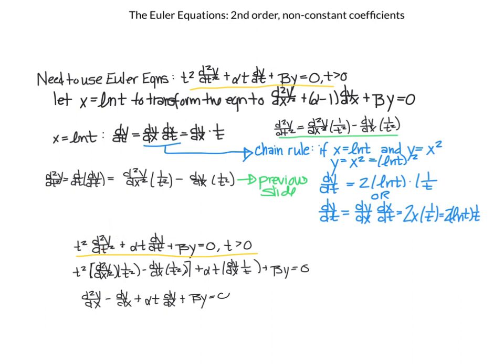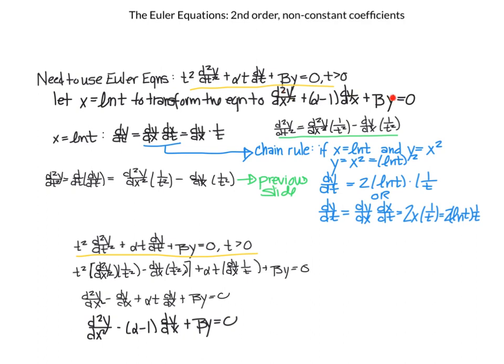I'm going to start substituting for the d²y/dt², which we have is equal to d²y/dx² (1/t²) minus dy/dx (1/t²), plus αt. Now my dy/dt, I'm going to replace that with my dy/dx (1/t), and I have plus βy equals 0. And multiplying through by the t², I get d²y/dx² minus dy/dx plus α dy/dx plus βy equals 0. Last, I can group my dy/dx, and I'll have α minus 1.